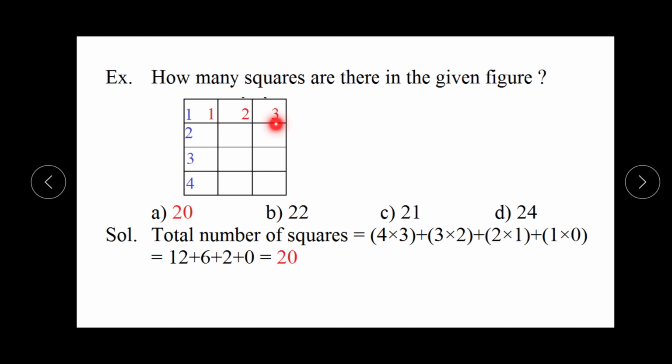Okay, here we can see there are 3 columns and 4 rows. Now if we have to find the number of squares in this, what will we do? We take the rows, the number of rows is 4, and the columns, the number of columns is 3. This time we will multiply 4 multiplied by 3, not 4 multiplied by 4. Again we will subtract 1 from the rows and 1 from the columns: 3 multiplied by 2, then 2 multiplied by 1, then 1 multiplied by 0. It means 12 plus 6 plus 2 is equal to 20 squares in this figure.